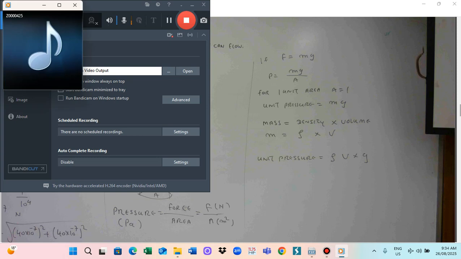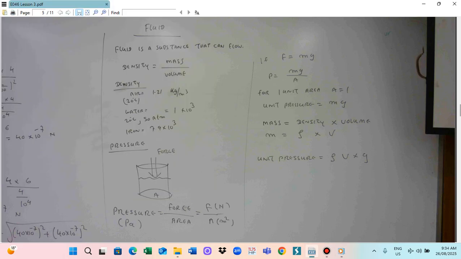The density of the fluid can be calculated. This is the mass divided by the volume. Okay, the next topic is the fluid. The fluid is a substance that can flow. So fluid is based on the density and the pressure.